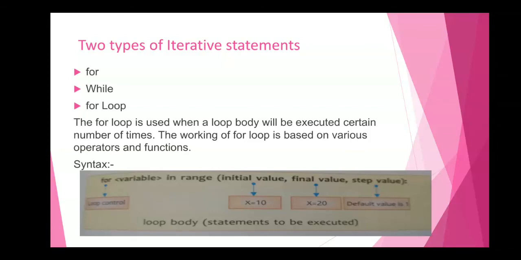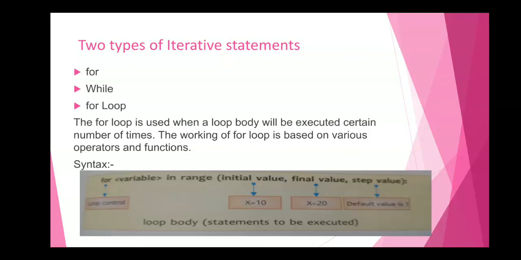For loop. The for loop is used when the loop body knows how many times it has to be repeated. That means a certain number of times. The working of the for loop is based on various operators and the function.